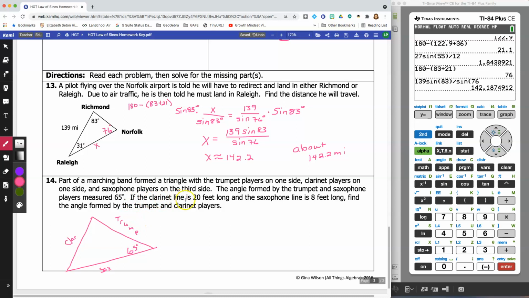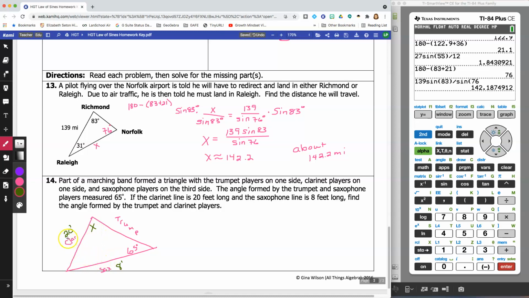If the clarinet line is 20 feet long, so here's my 20 feet right here, and the saxophone line is 8 feet long. Well, here are my sax, so here's 8 feet. Find the angle formed by the trumpet and clarinet players. So here's the angle, the trumpet and clarinet players.